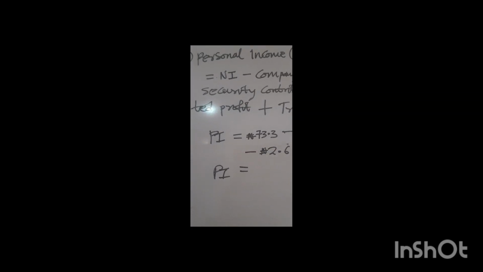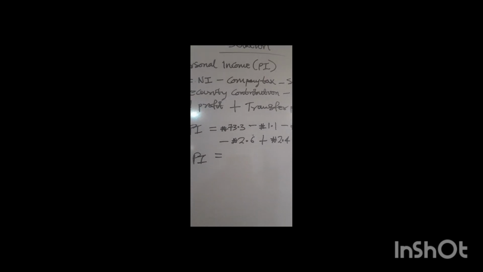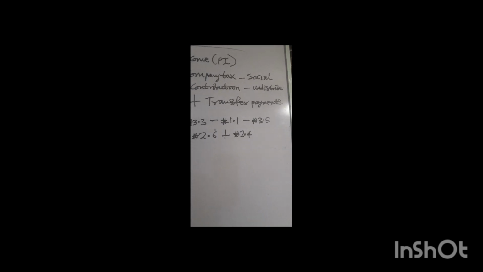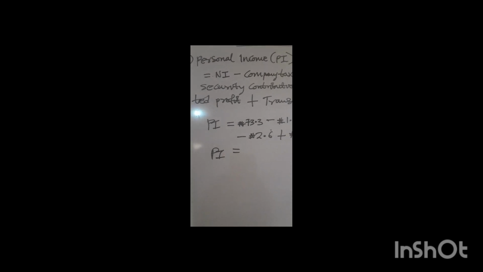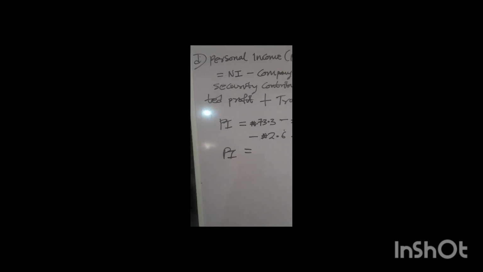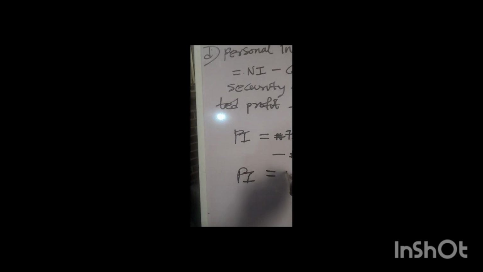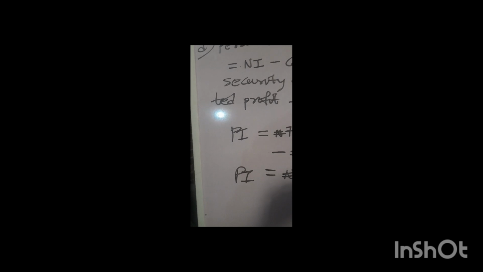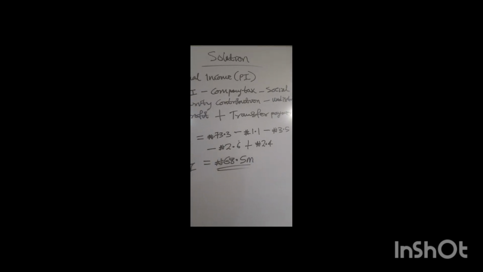So our personal income PI thus gives us 73.3 million, which is our national income, minus our company tax 1.1 million, minus my social insurance contribution 3.5 million, minus 2.6 million, which is our undistributed profit, then plus our transfer payment of 2.4 million, gives us a total of 68.5 million naira. That is our personal income value.